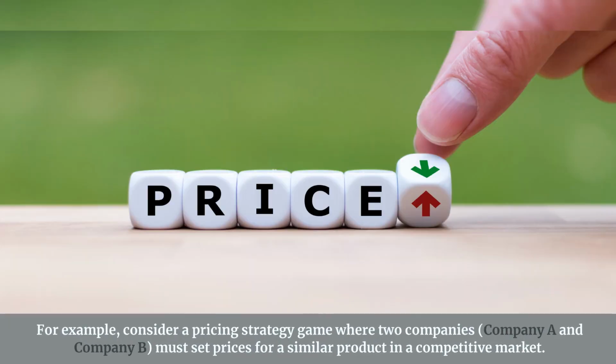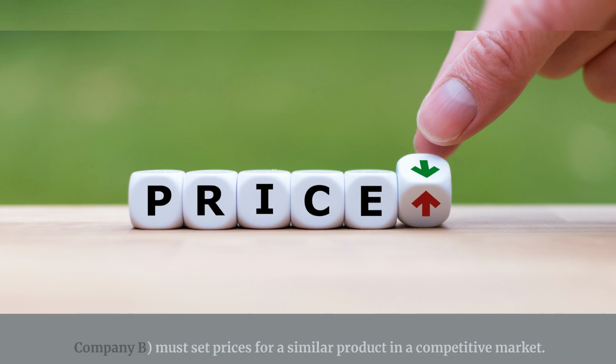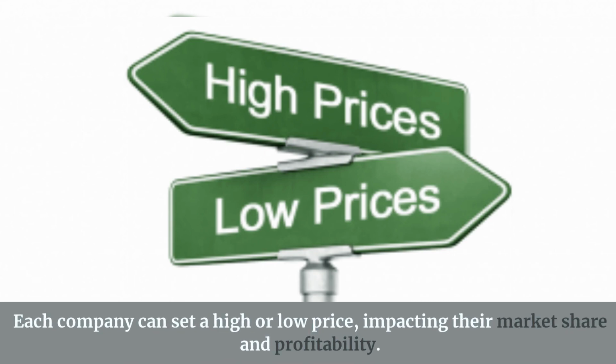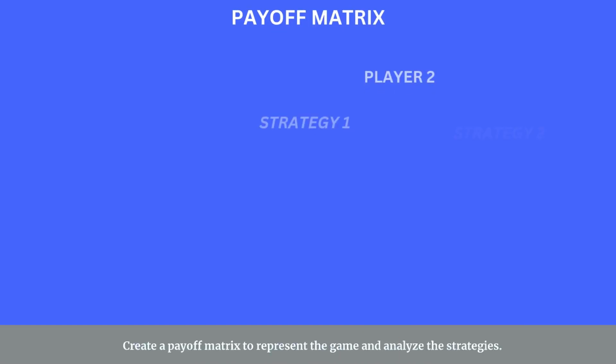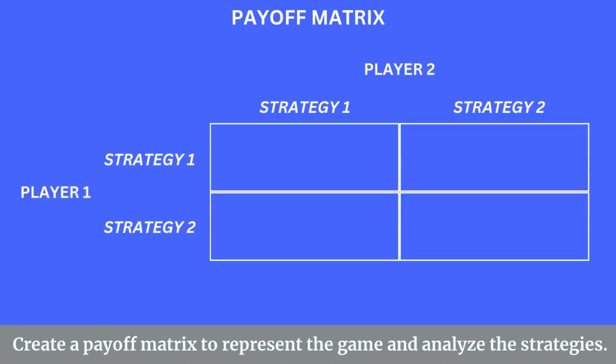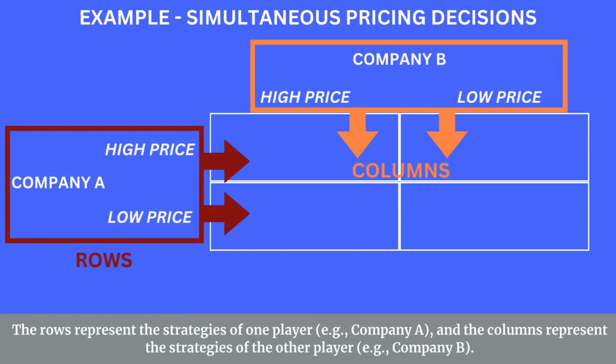For example, consider a pricing strategy game where two companies, Company A and Company B, must set prices for a similar product in a competitive market. Each company can set a high or low price, impacting their market share and profitability. Step 2. Create a payoff matrix. Create a payoff matrix to represent the game and analyze the strategies. The rows represent the strategies of one player, e.g., Company A, and the columns represent the strategies of the other player, e.g., Company B.